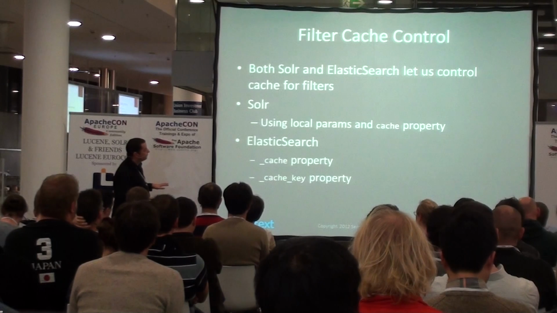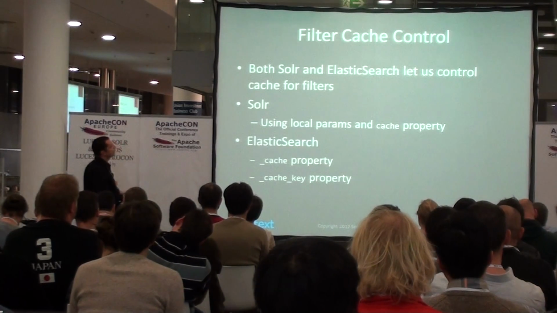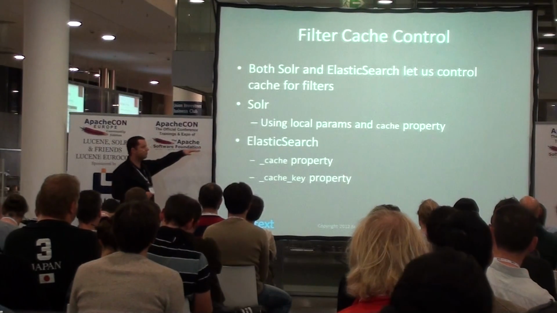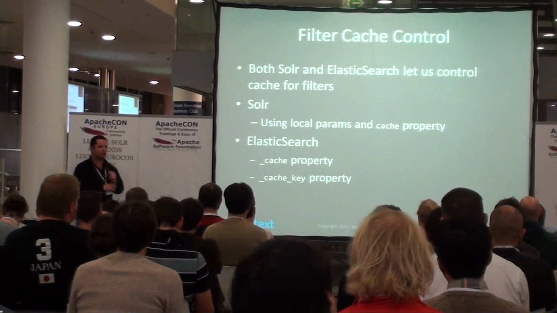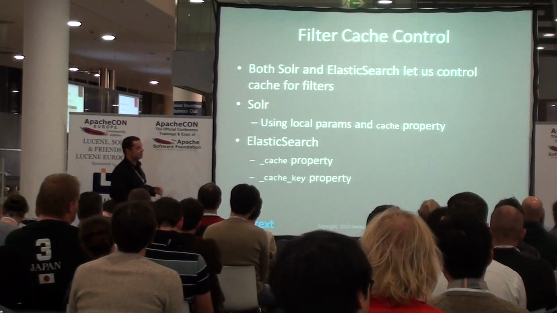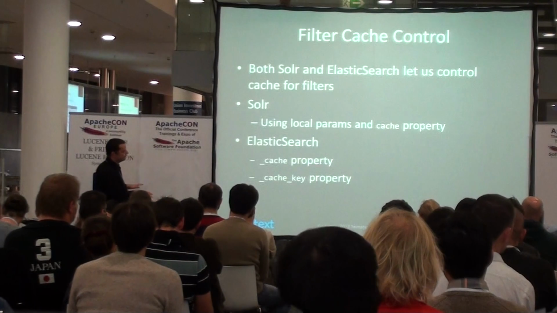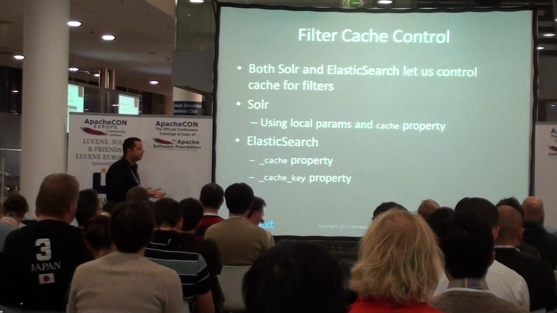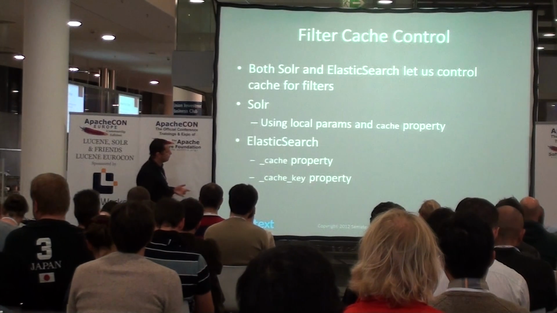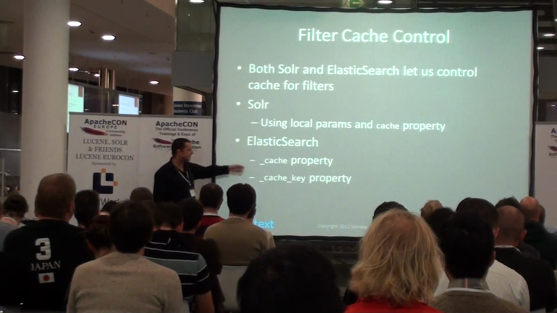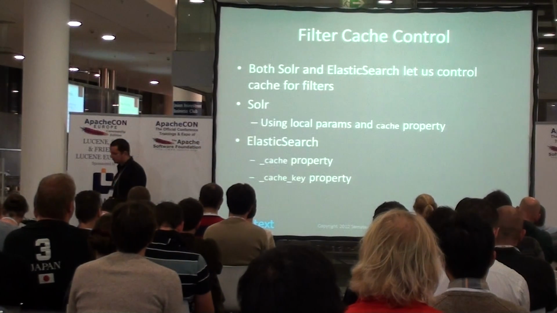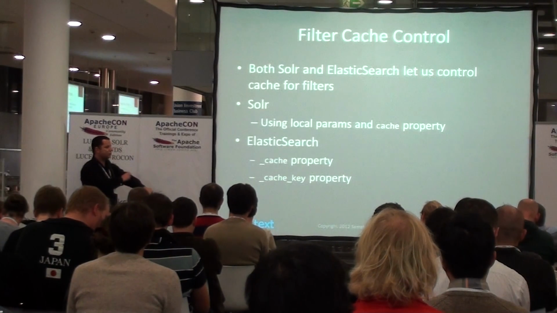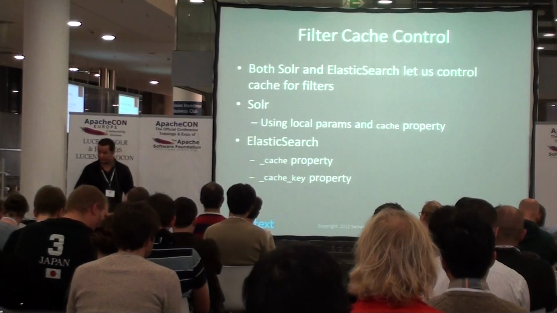Filter cache control: both Solr and Elasticsearch let us control the filter cache for filters. In Solr, you have the cache property in local params, and of course the cost one, which allows us to turn off caching for a filter, for example for geospatial filters, which may not be good candidates sometimes. In Elasticsearch, we have similar functionality. We have the cache and the cache key, to define under which key that particular value should be stored, or we can turn off the caching for a filter.